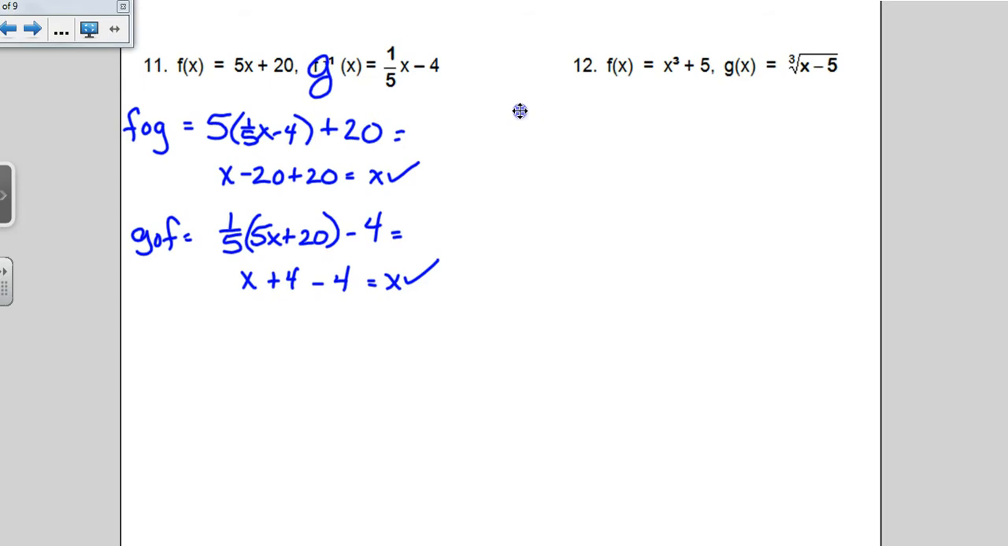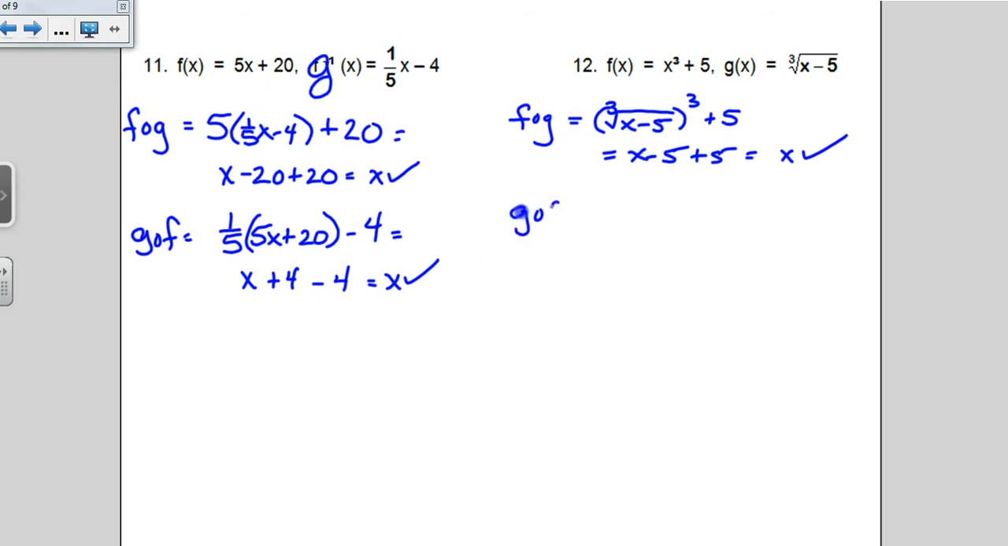Let's try number 12 now. F of g. F says x to the 3rd power plus 5. Well, what goes inside of the x is the cube root of x minus 5. Now remember, the cube root and the cubed power are just going to cancel each other out, and that leaves you with x minus 5 and then a plus 5, and sure enough, that gives us our x.